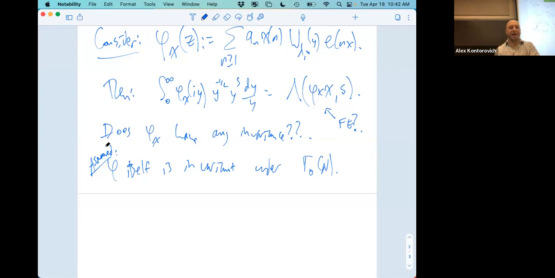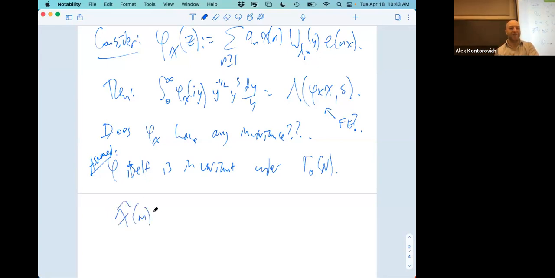Does it have any invariance? All right. So if I stick in gamma here, well, that's going to change all of this. And what can we say about it? So here's the key idea. The key idea is to go back to the Fourier transform of chi.